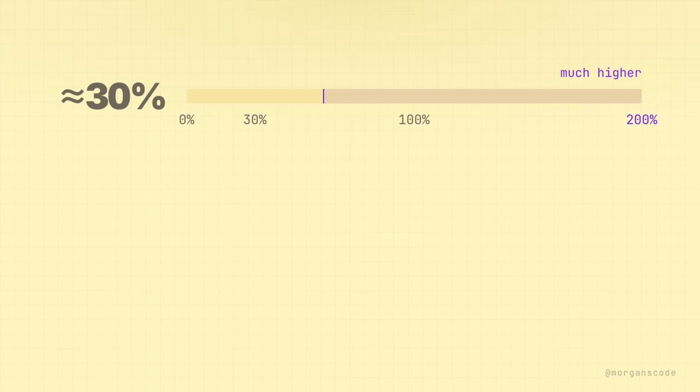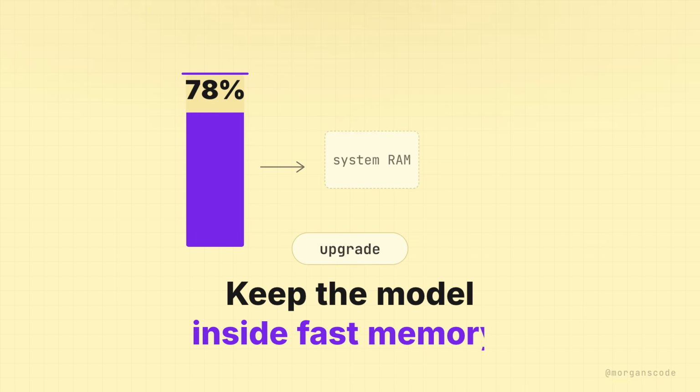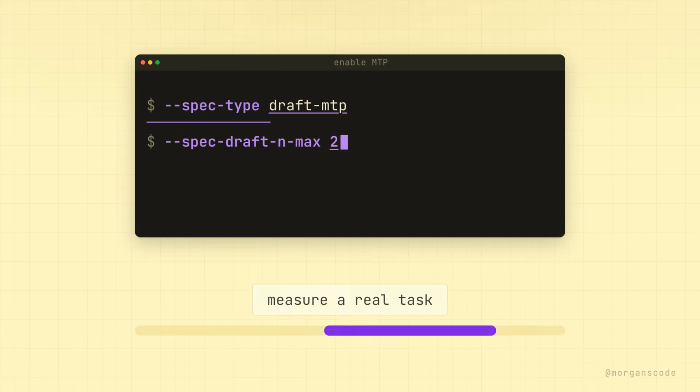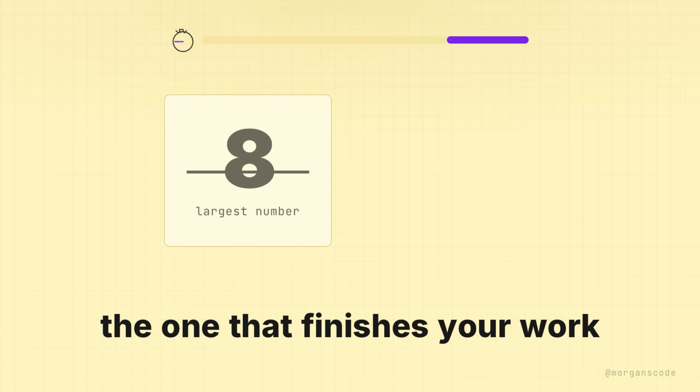Coding and structured output can reach much higher because the MTP head can predict their repeated patterns more accurately. The most important rule is simple. Keep the model inside fast memory. If enabling MTP pushes anything important into system RAM, the upgrade can quickly become a slowdown. So start with draft-mtp. Use a draft depth of 2 and measure a real task. The fastest setting is not the one with the largest number. It is the one that finishes your actual work sooner.